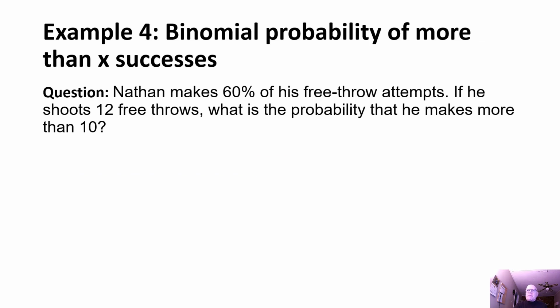Next, another take on it, still 60%. That way we're working with mostly the same thing, 12 free throws again. This time we want the probability he makes more than 10. So here's my plan. I'll start with 0, 1, 2. I know that he can't make more than 12 free throws if he only tries 12. So I'll put 12 there.